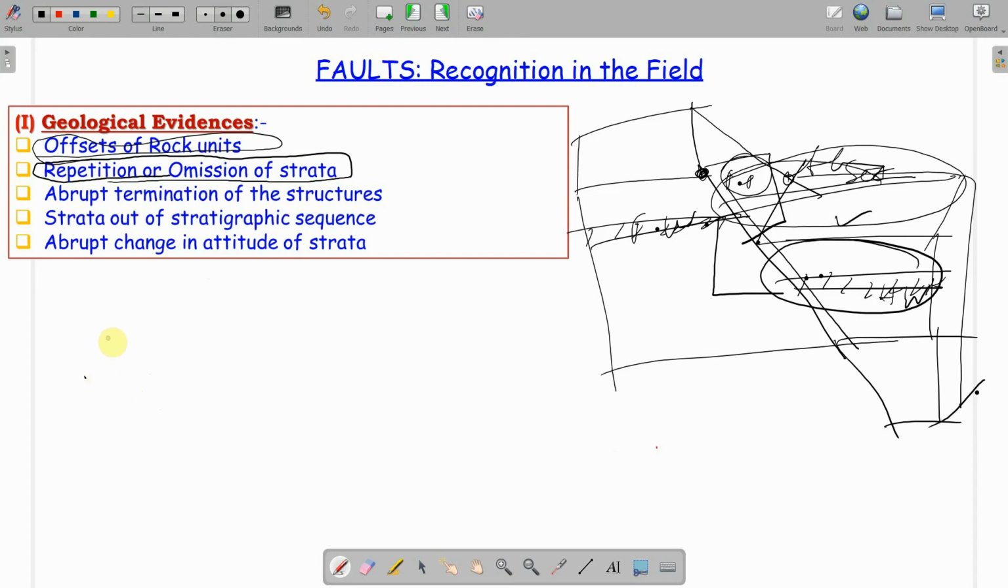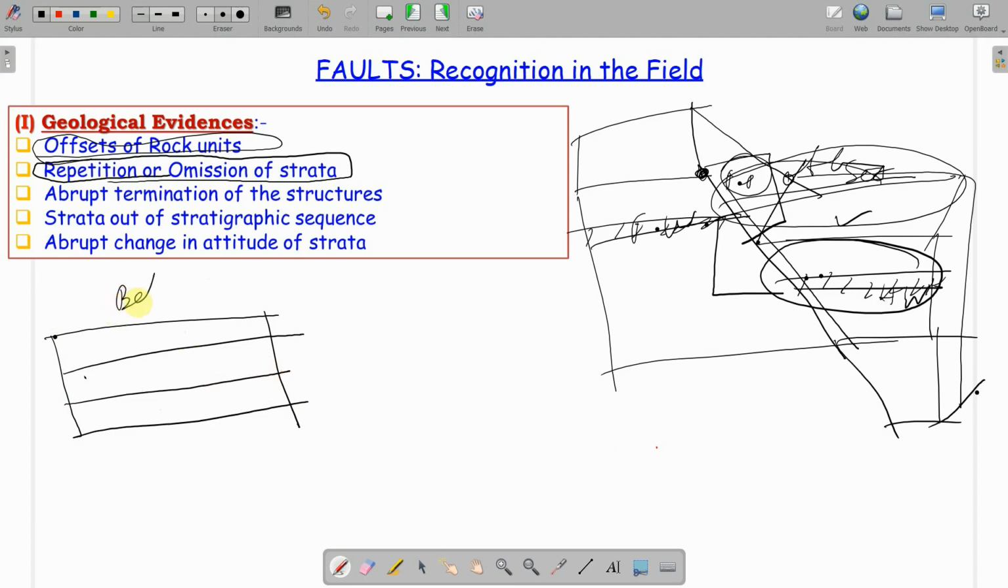Suppose a sedimentary rock block before faulting. This is the condition before faulting. Suppose this is a sandstone, a sandy layer, this is shale, and again this is a sandstone layer. So before faulting, this layer should be the older one, and this is the younger one. It's clear now. Suppose there is an oblique fault here.